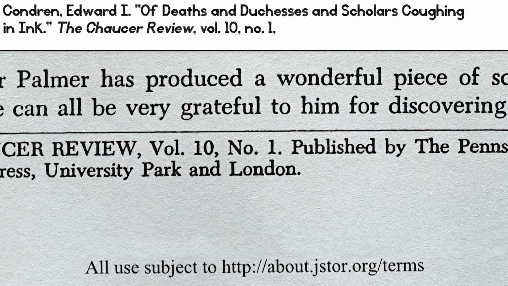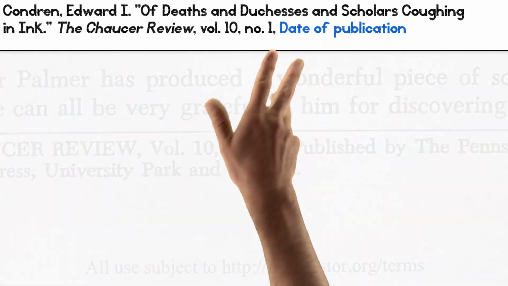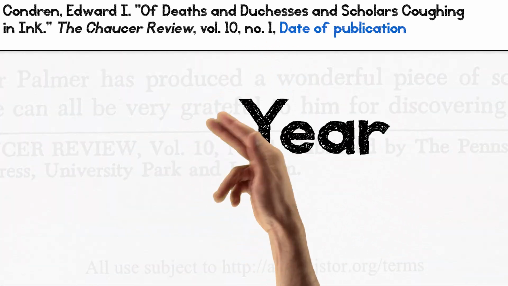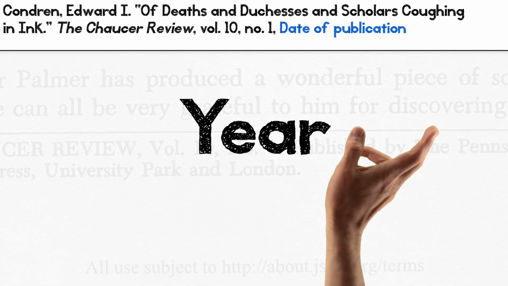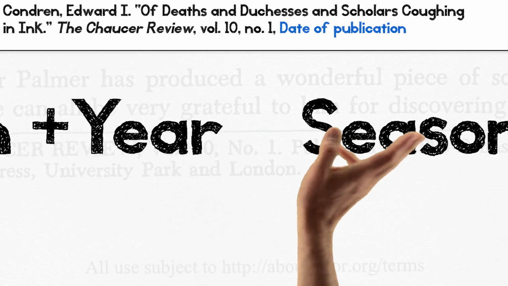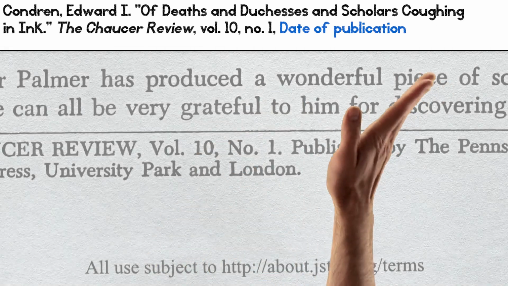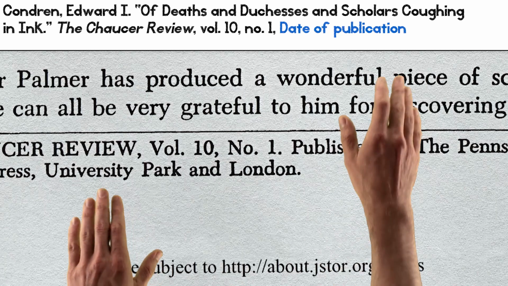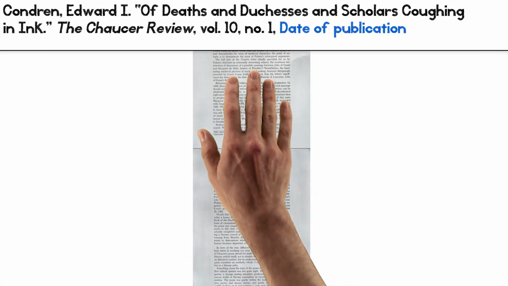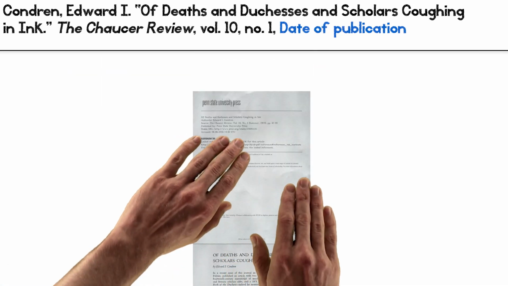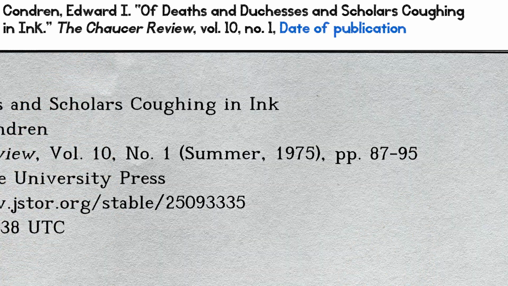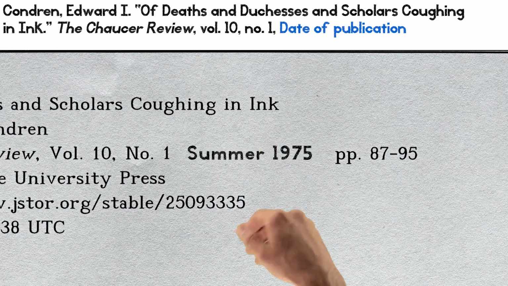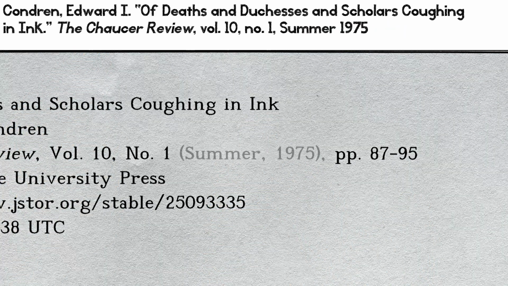Next, we put a comma after the issue number, like so, and drop in the date. Dates can be a little funky in MLA. Your article might give you just the year, a month in a year, or a season in a year, or something else entirely. Whatever you get, the rule is this. Include as much information about the publication date as the source gives you. In this case, we can see the issue was published in summer 1975, so that's what we include.